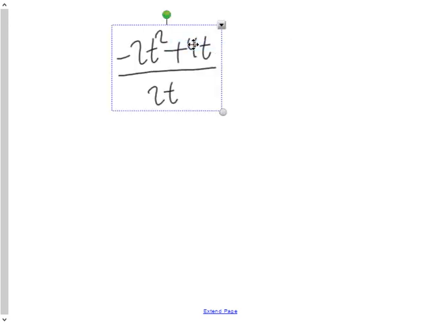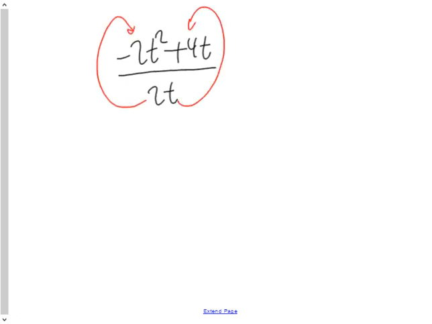In the second example, you have this question. Okay, you have negative 2t squared plus 4t divided by 2t. And again, because we're dividing a binomial by a monomial, we can use this idea of the distributive property of division. I'm going to rewrite it as this term divided by 2t and this term divided by 2t. And I'm going to simplify both terms.